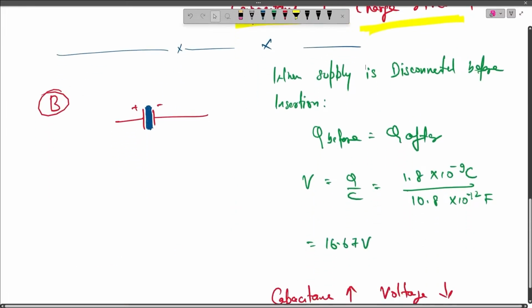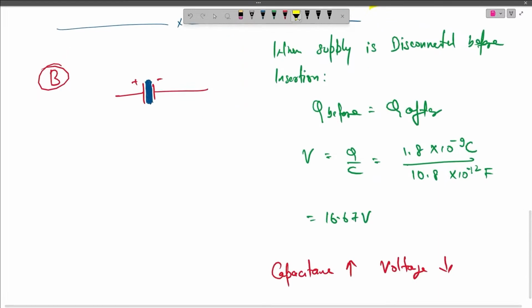Now the second case was the dielectric material was being inserted while the potential difference was not being maintained. So in this case, we can see that Q before the dielectric material was inserted and after the dielectric material has been inserted, the charge on the capacitor will remain the same. So the potential difference is given by Q by C, and this capacitance has increased because we know that C is given by K times C naught. So the voltage across the capacitor would be equal to 16.67 volt.